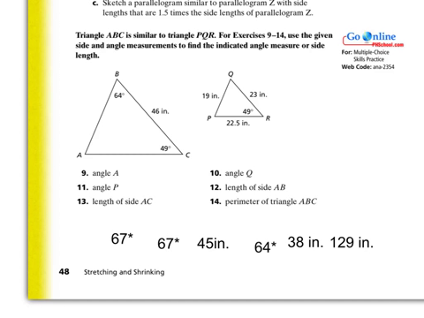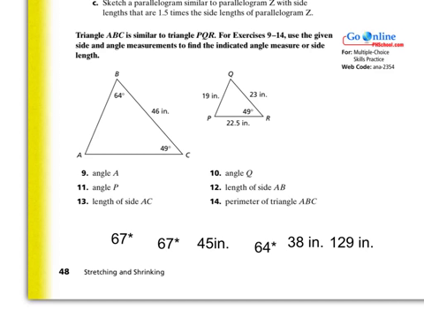Okay, now we are on to ACE Investigation 3, homework, and this is problems 9 through 14 here. Triangle ABC is similar to triangle PQR. For exercises 9 through 14, use the given side and angle measurements to find the indicated angle measure or side length.